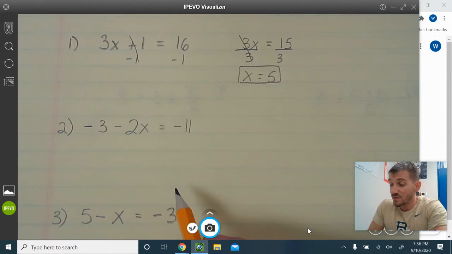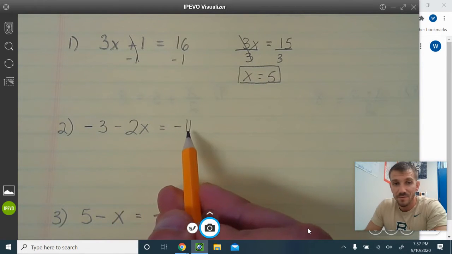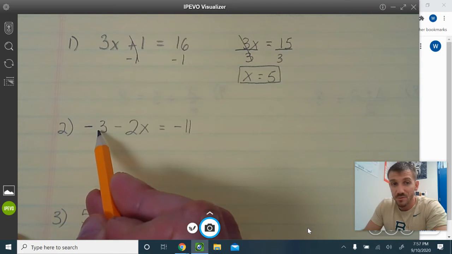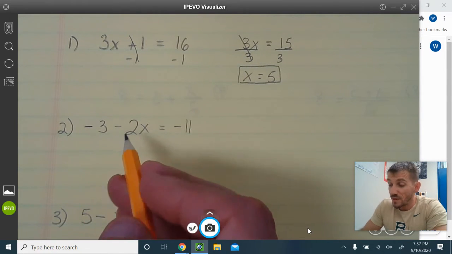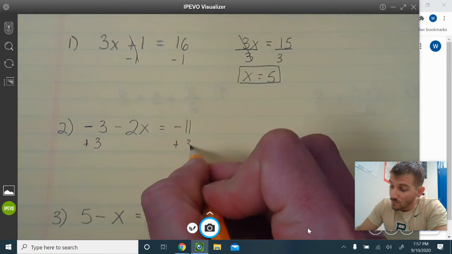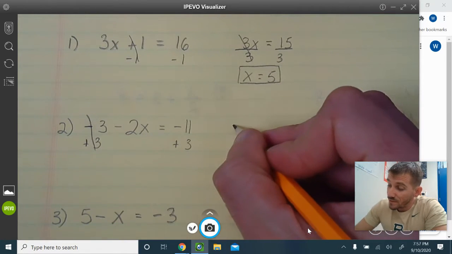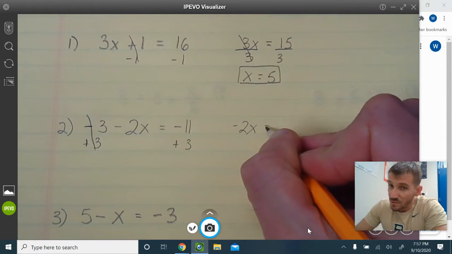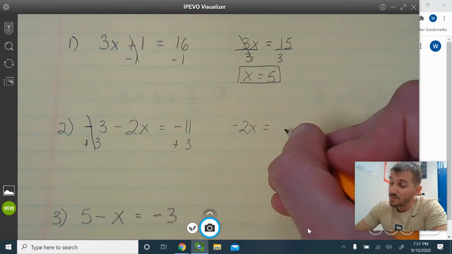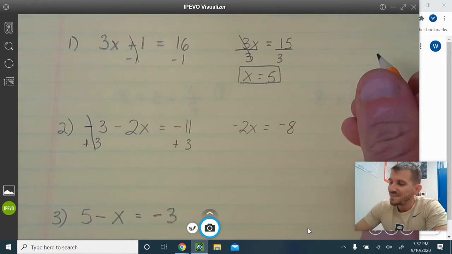This situation looks kind of scary because there's negatives. This is negative 3 minus 2x is negative 11. Again, this looks kind of nasty, but we can get rid of a minus 3 really, really easy. We do that by adding 3 to both sides. Okay, we now have left negative 2x is equal to negative 11 plus 3 is in fact negative 8. Had to think about that for a second.